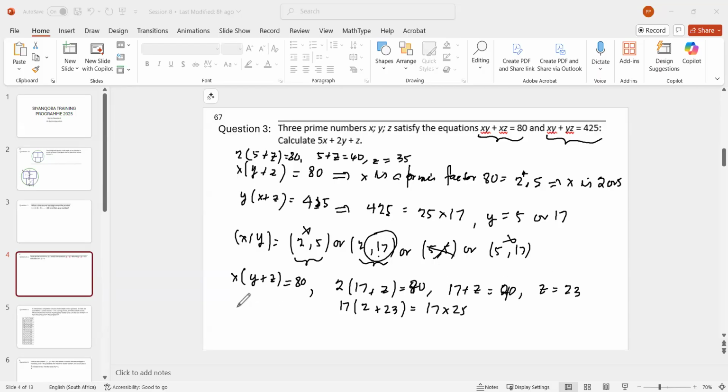And z is 23. So you got x, y, z now. This is the only pair which will work. All the others don't. It will be 2, 17, and 23. And the question is to calculate 5x plus 2y plus z. And you can substitute these things.